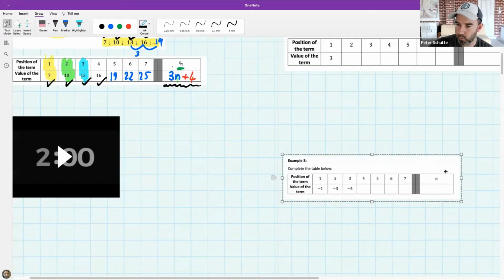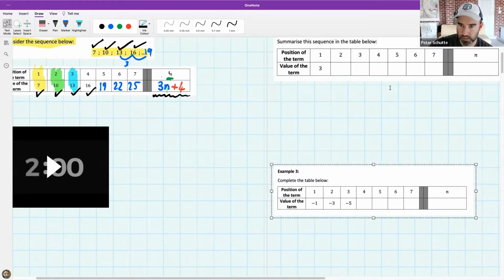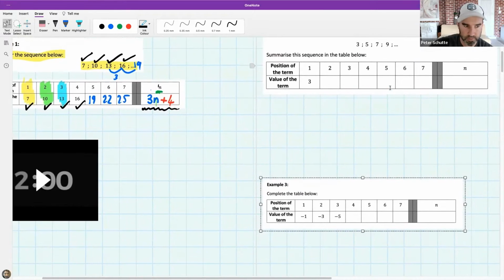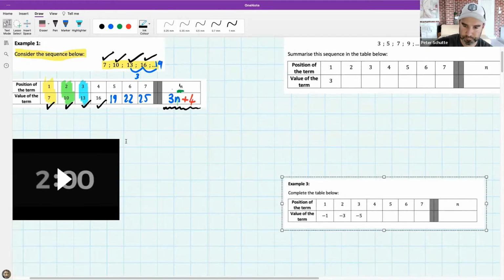And what I want to do now is I'm going to give you 2 minutes to try and do the first one. And for those students who are feeling very, very comfortable, you can try and do the second one.